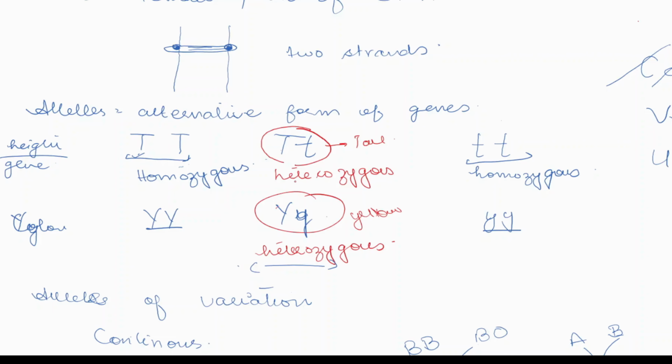So we say the dominant allele is the one which expresses itself, and recessive is the one which does not express itself. So small t and small y would be recessive.